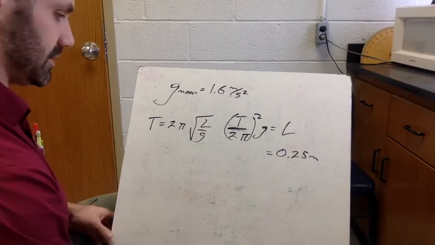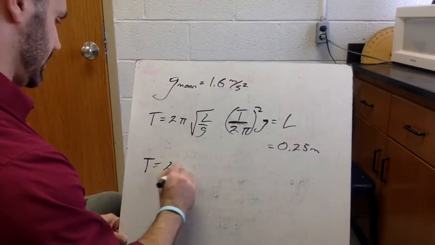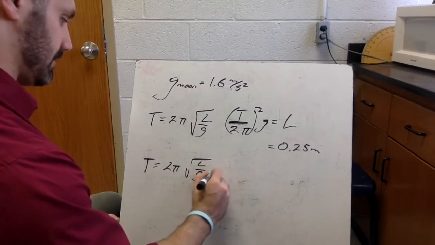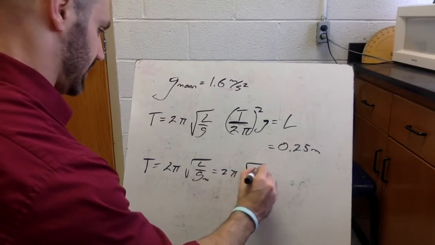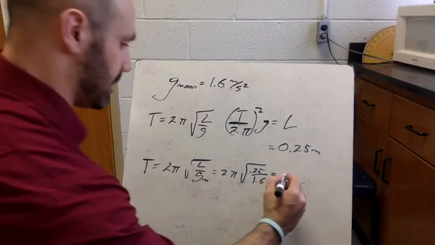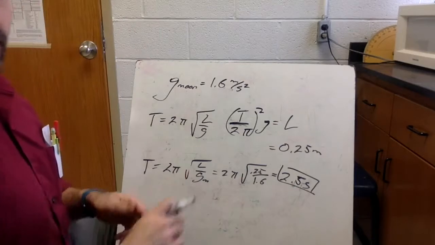Right, so now we plug this in for the moon. T equals 2 pi root L over g on the moon. So we've got 2 pi root 0.25 over 1.6. We get that the period will be about 2.5 seconds.